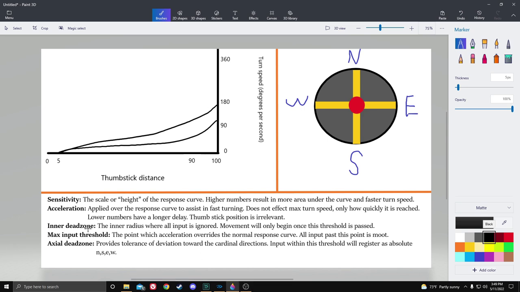Now, I forgot to mention that for the inner dead zone, max input threshold, and axial dead zones, their scales, their sliders, correlate roughly into percentage values.